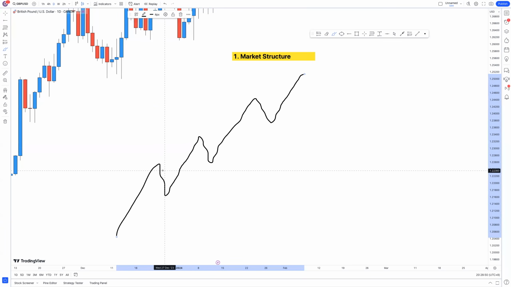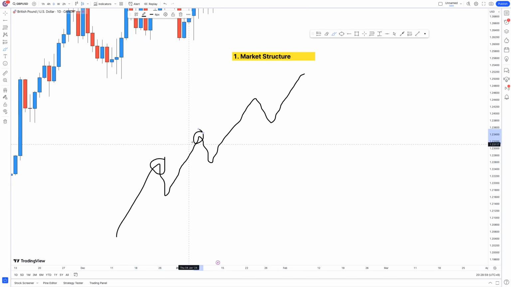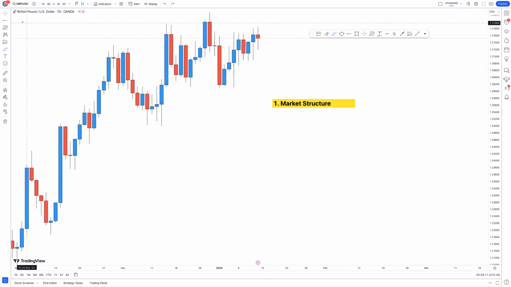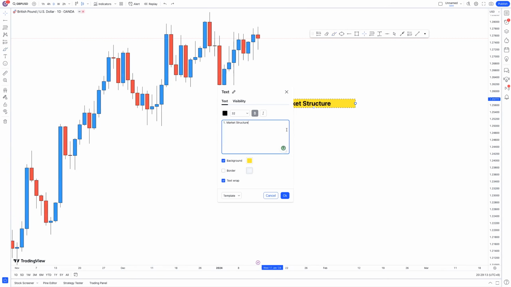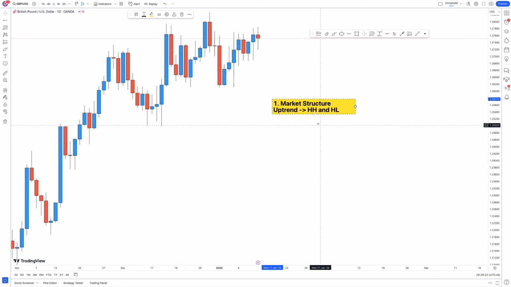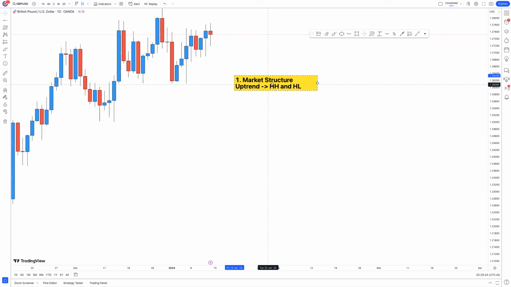So essentially, this is what we call an uptrend, and price is creating your higher highs and higher lows. This high is higher than this high, and this low is higher than this previous low. So this is what we call higher highs and higher lows in an uptrend. So let me just put that down. In the uptrend, price will be creating your higher highs and higher lows. Remember these, guys, very important. Market structure is very important.